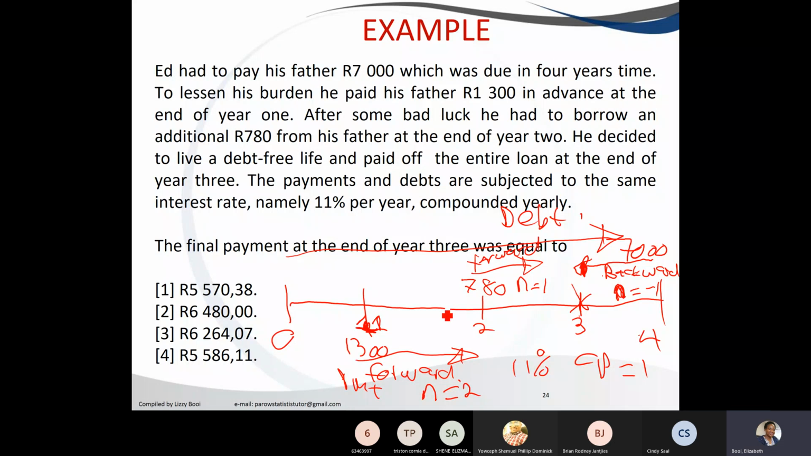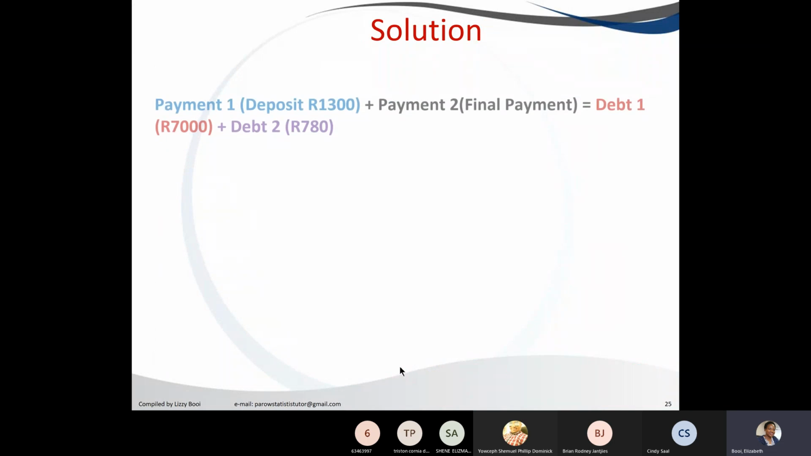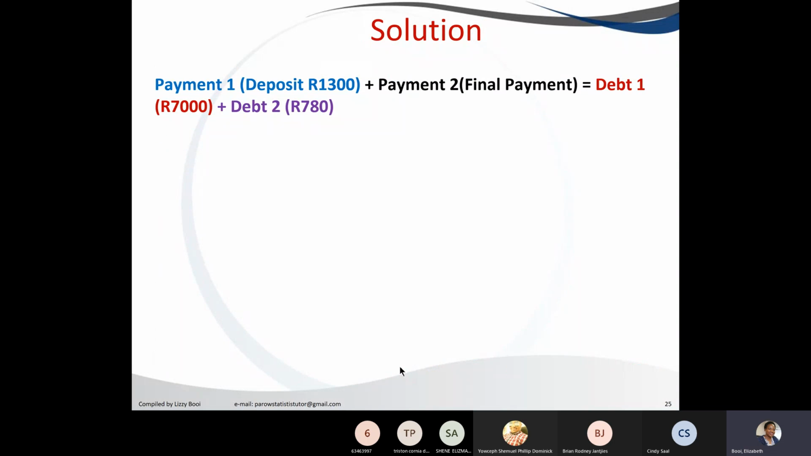How do we do this in a formula? Easy. So we know that payment number 1 is our deposit. Payment number 2 is what we need to be calculating, which is our final payment. Remember, payment is equal to debt or obligations. Our debt number 1 is the 7,000, and debt number 2 is our 780.